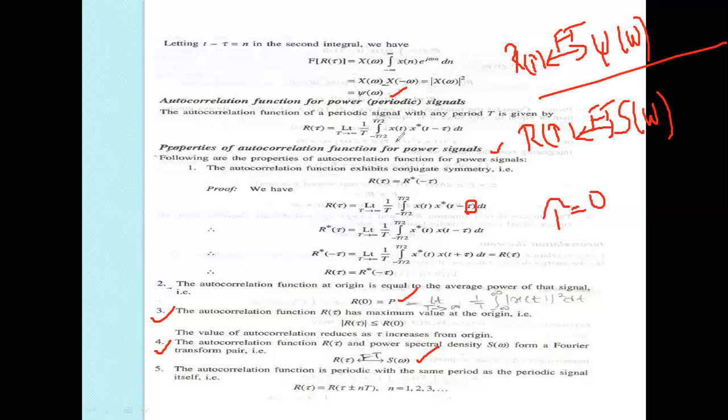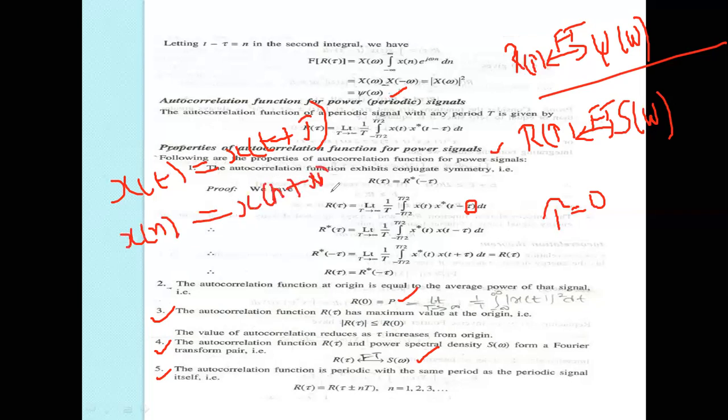Since it is a periodic signal, the power is a periodic signal. Another property we have: the autocorrelation function is periodic with the same period as the periodic signal itself. You know, a periodic signal means x of t is equal to x of t plus T as a continuous time function, or x of n is equal to x of n plus capital N, where N is the fundamental period, or T is also the fundamental period.